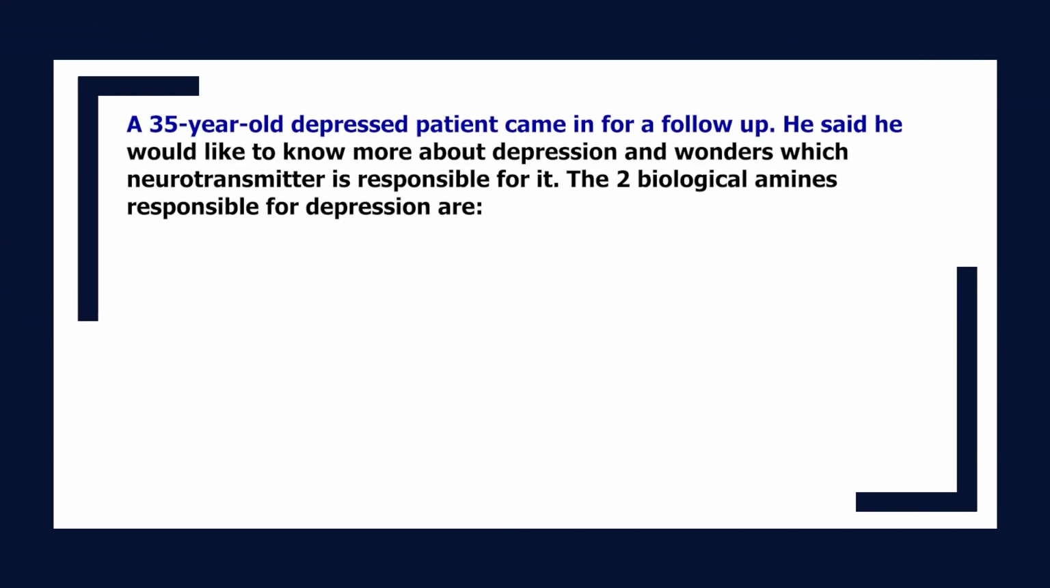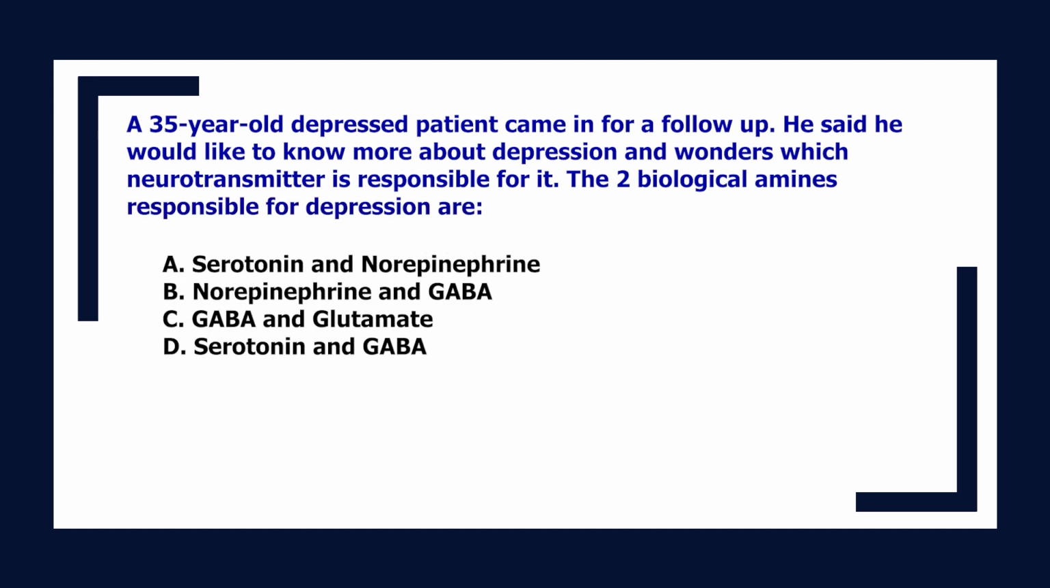A 35-year-old depressed patient came in for a follow-up. He said he would like to know more about depression and wonders which neurotransmitter is responsible for it. The two biological amines responsible for depression are: A. Serotonin and norepinephrine. B. Norepinephrine and GABA. C. GABA and glutamate. D. Serotonin and GABA. The answer is A. Serotonin and norepinephrine.